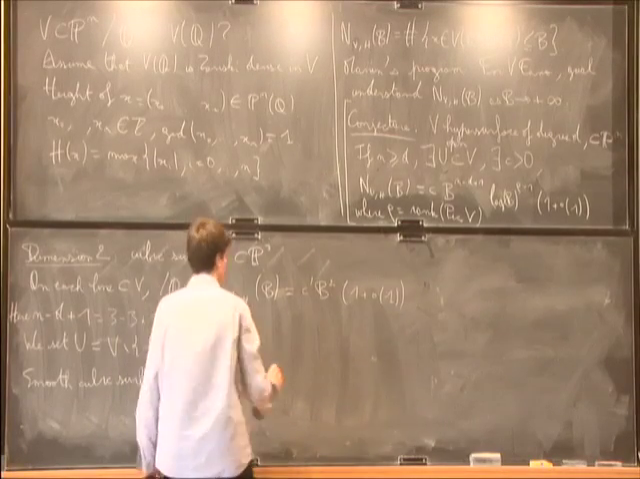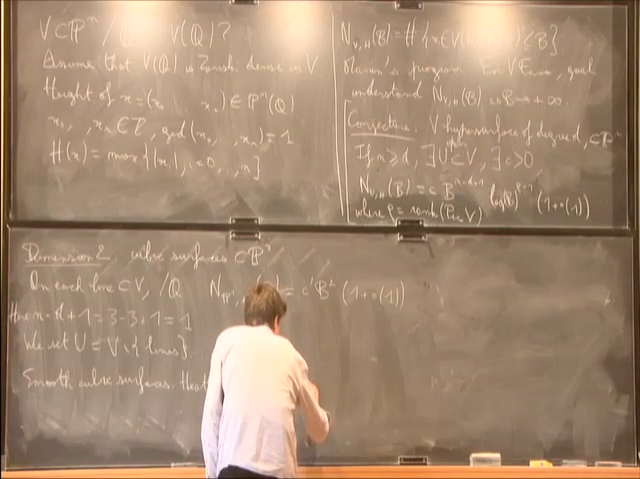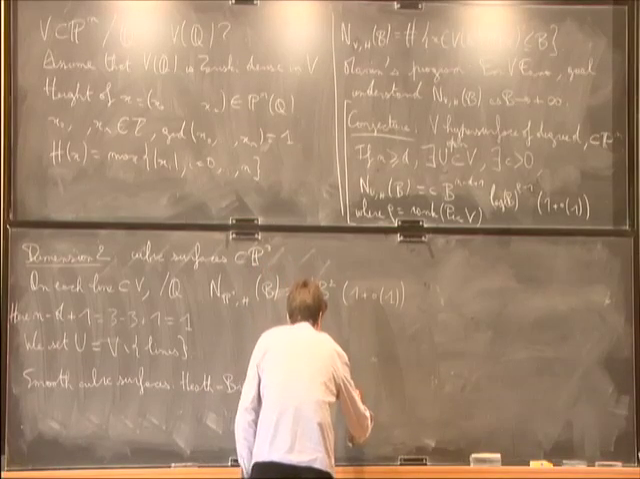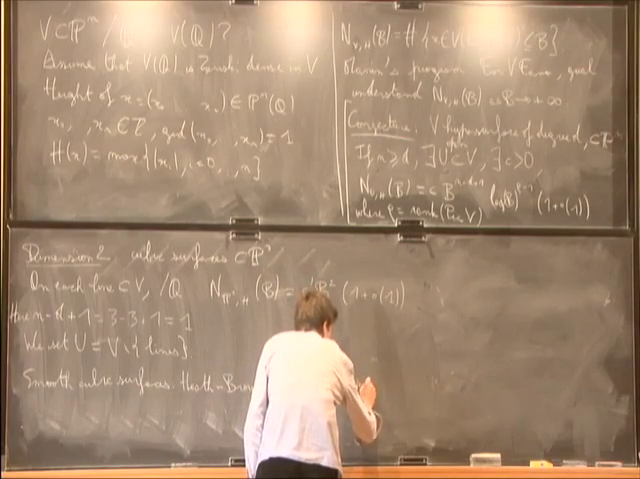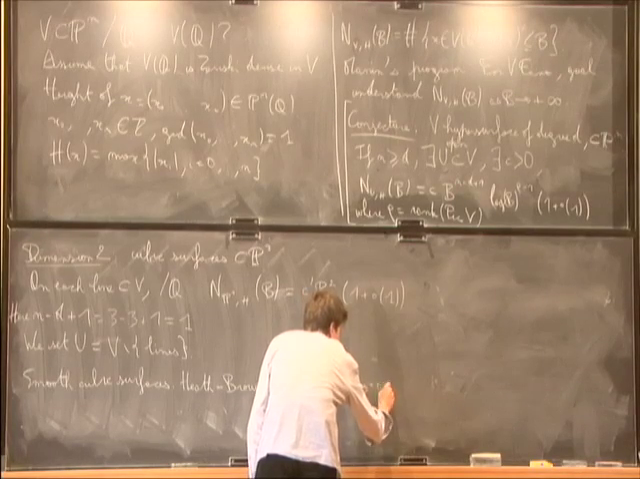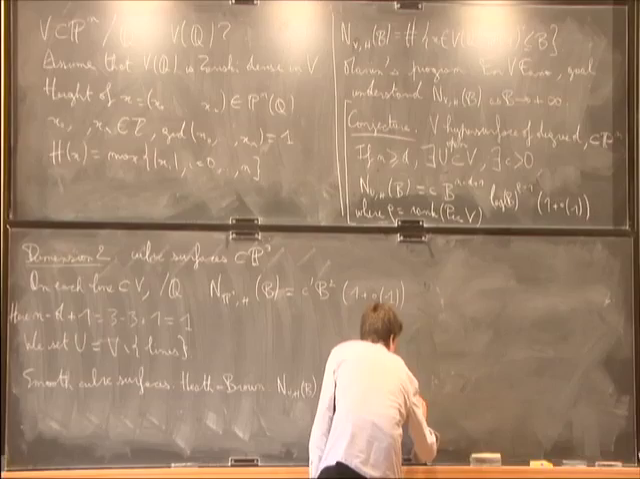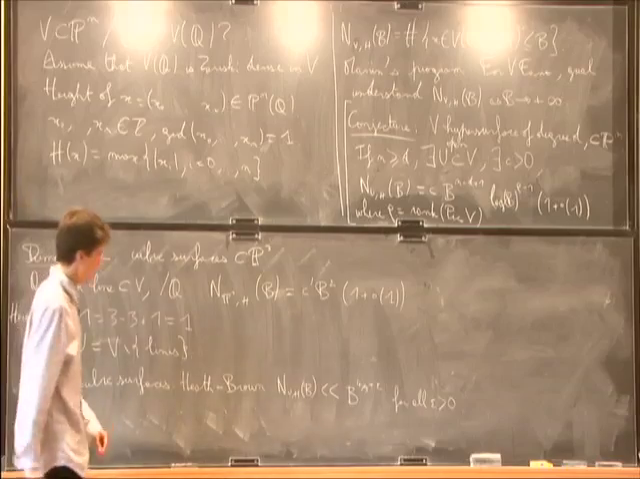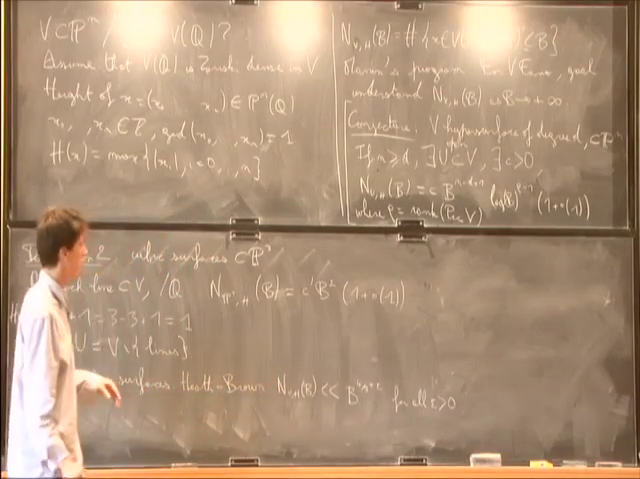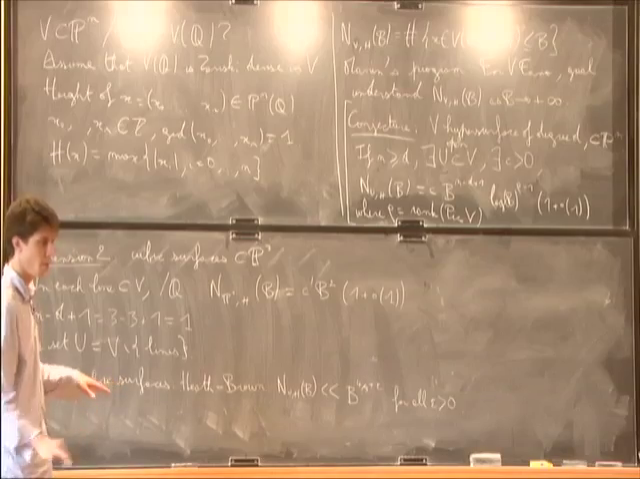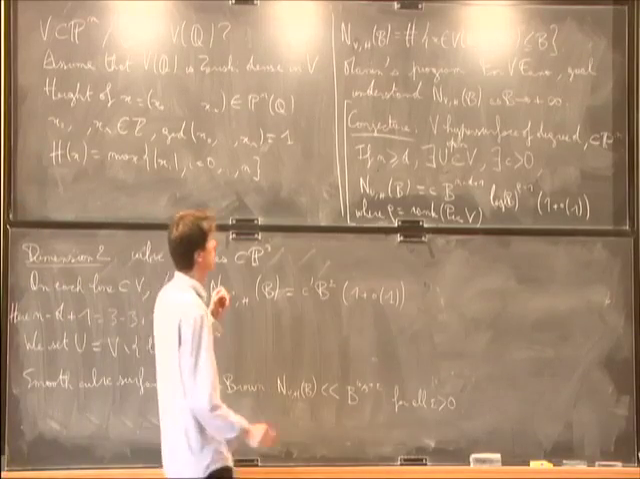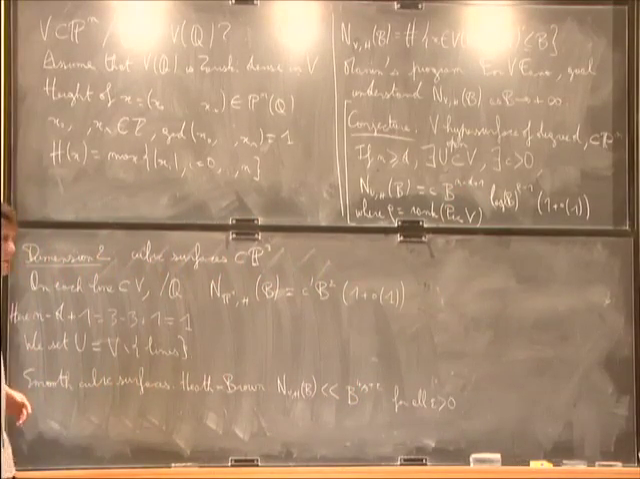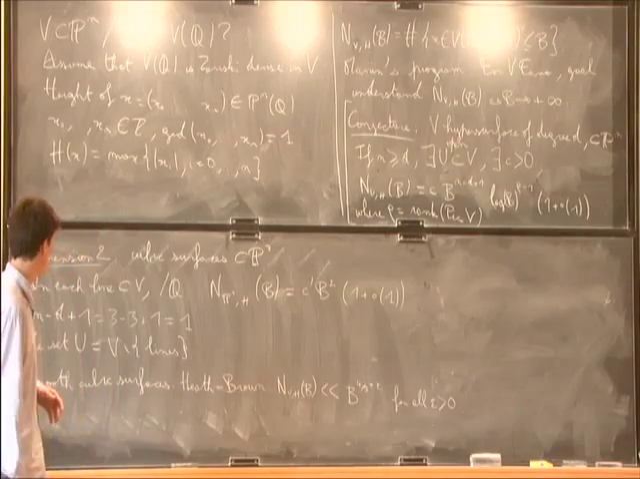And he proved that N_U(B) is less than big O of B to the four-thirds plus epsilon, for all epsilon positive fixed, if there are three rational lines on the surface which are on the same plane, coplanar. Okay, so we wanted one as the exponent of B, and we get 4/3 plus epsilon. So we are quite far from what we expect, what we wish.